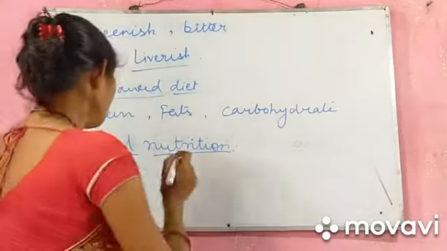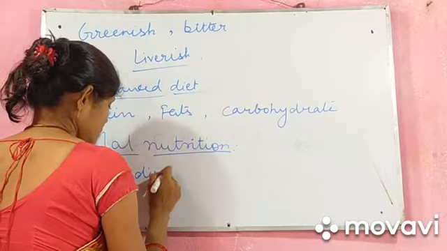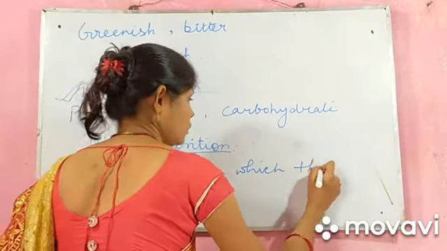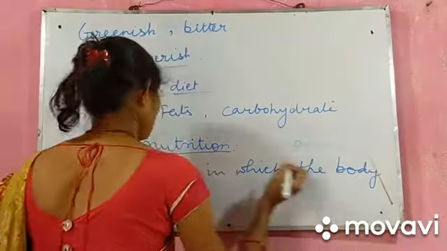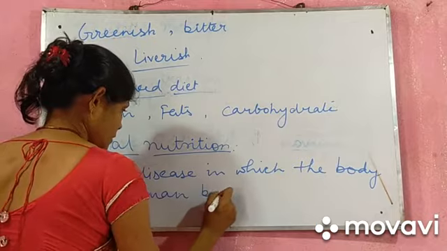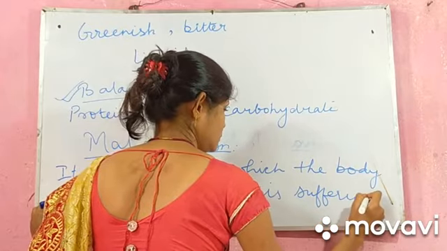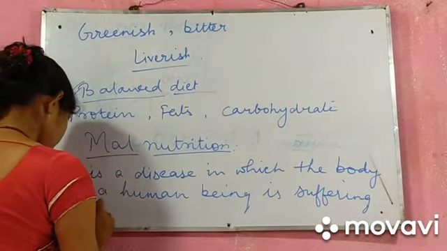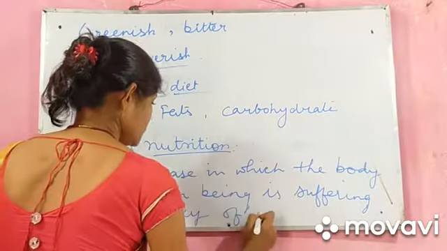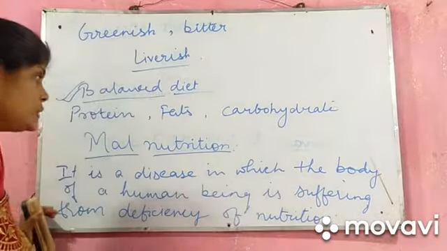So what is malnutrition? Malnutrition is a disease in which the body of a human being is suffering from deficiency of nutrition.